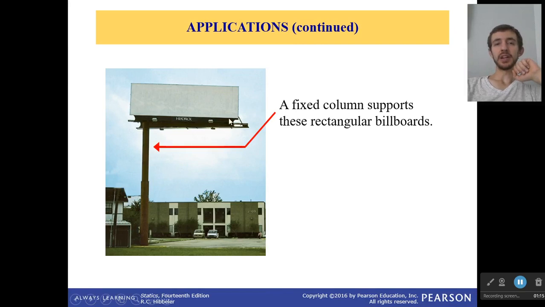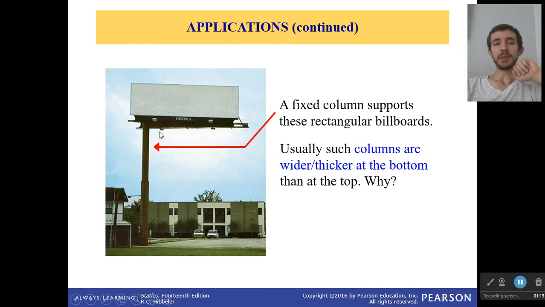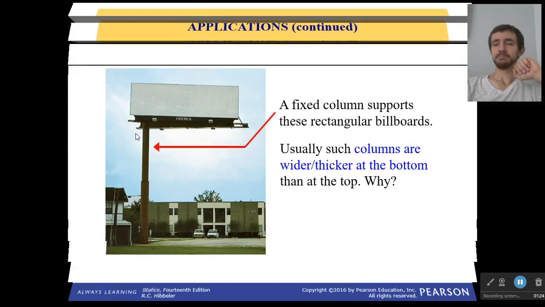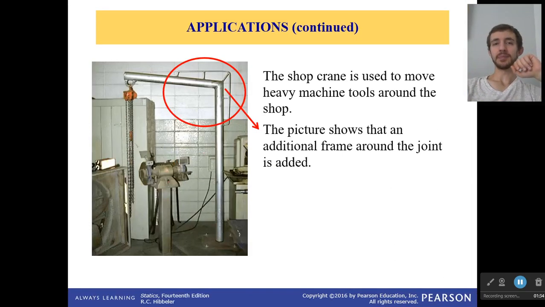Now if we look at this column right here, you see that it's wider at the bottom and then gets thinner towards the top. Why do you think that is? Well, it has to do with the internal forces. They change, and therefore the size of that pillar can change. So you have to keep on going. One more time. Now we have a shop crane right here.